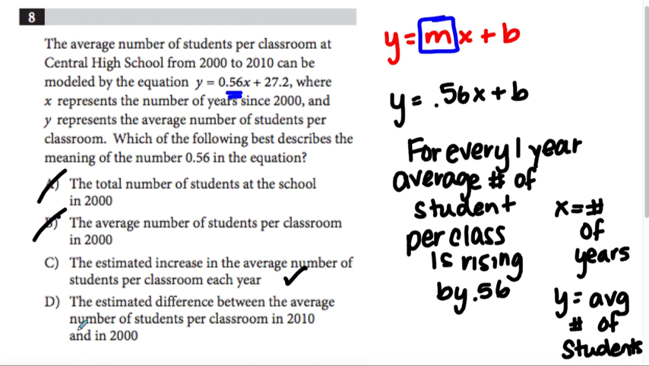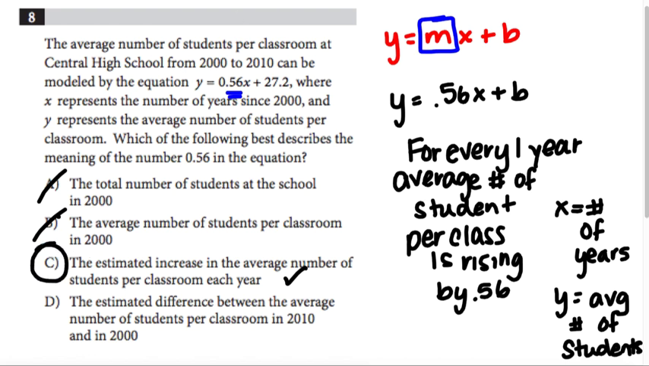And then let's just look at this last one. It says the estimated difference between the average number of students per classroom in 2010 and 2000. So no, that's actually kind of trying to trick you there. This model is covering 2000 to 2010, and over that time period, the estimated increase in average number of students per year will be 0.56. So my answer would be C.